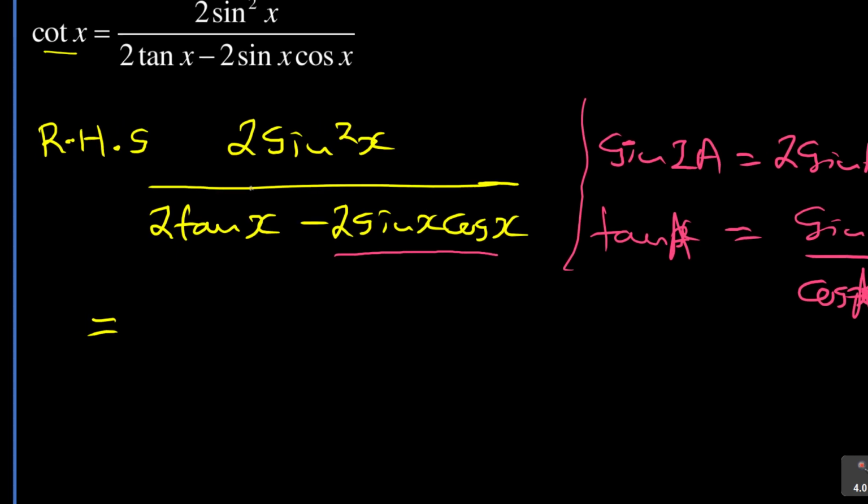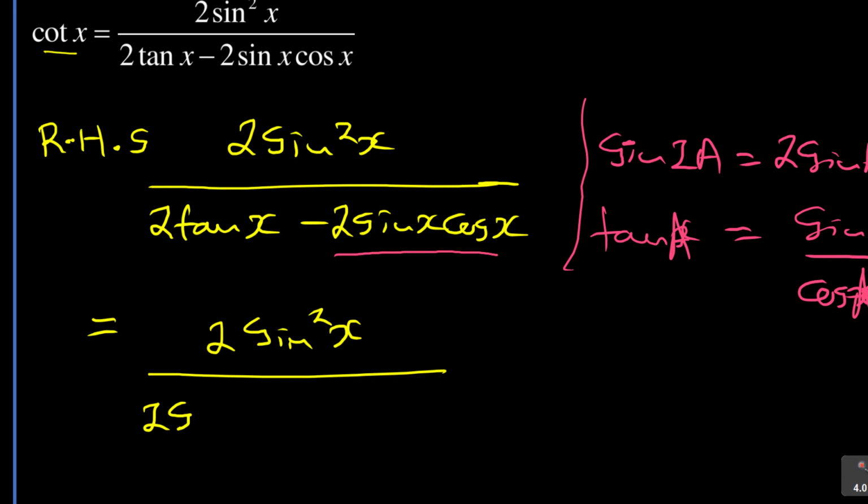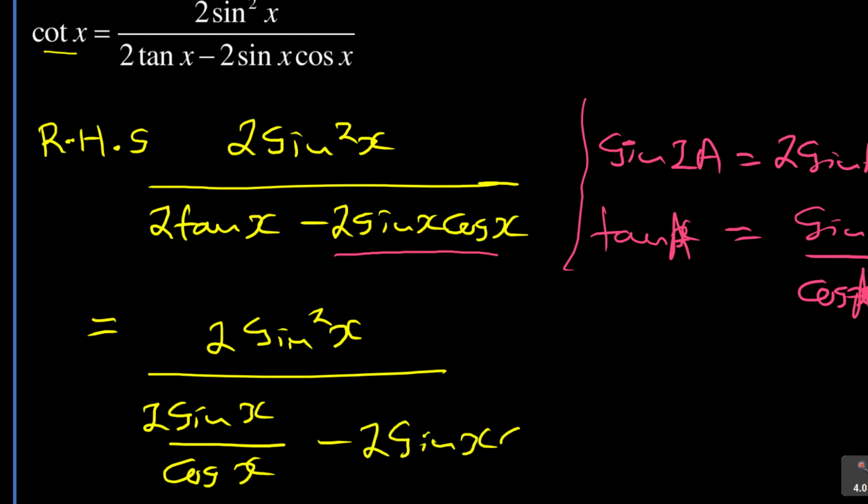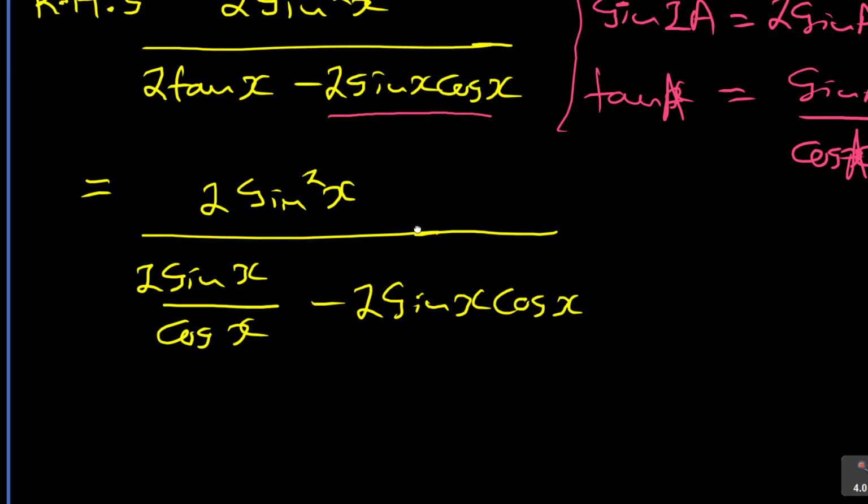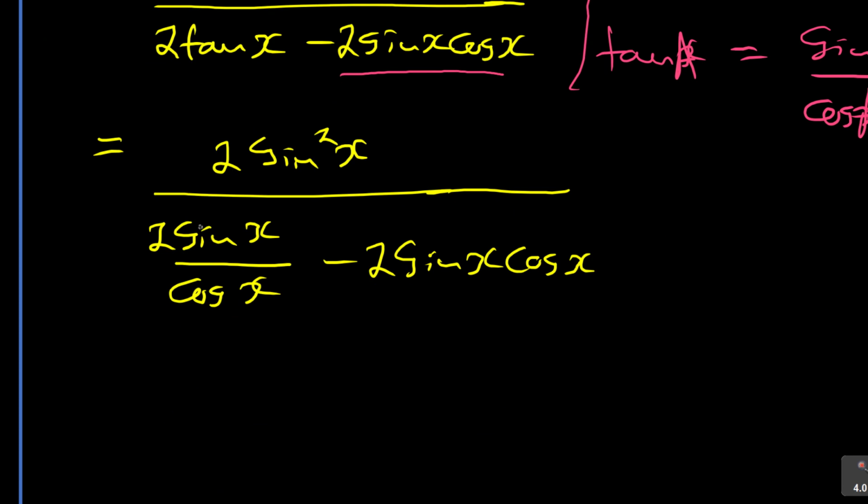There's going to be factorizing here. So this was going to be 2 sine squared x over 2 sine x over cos x minus 2 sine x cos x. Are you with me? Then from here, look at this. I can then factorize. I'm not going to just take out sine. I'm going to take out 2 at the bottom.